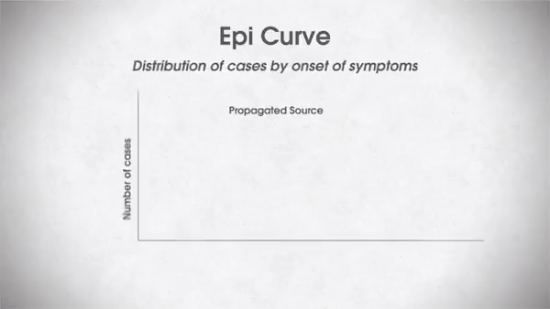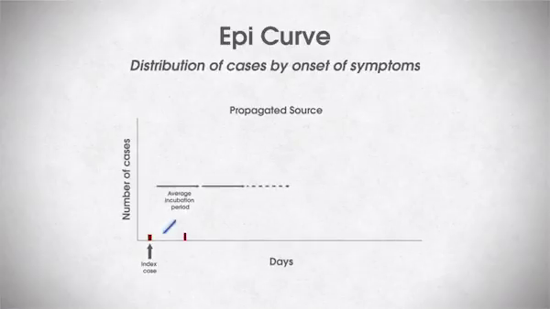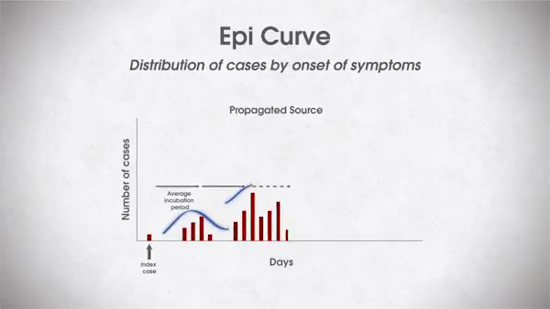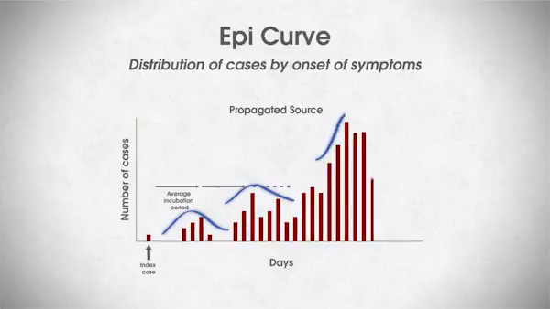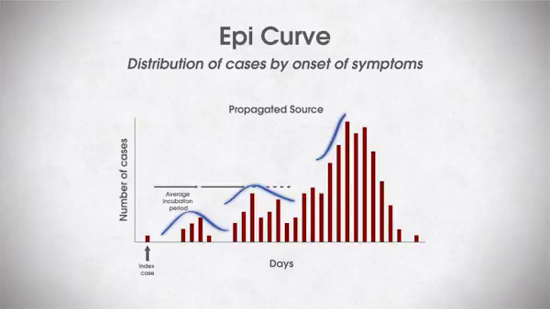Cases that had an exposure to another person with the same illness will usually form a propagated Epi curve. The curve includes a series of progressively taller peaks until the group of susceptible persons is exhausted or control measures are implemented.